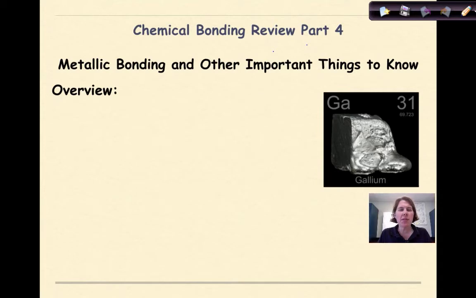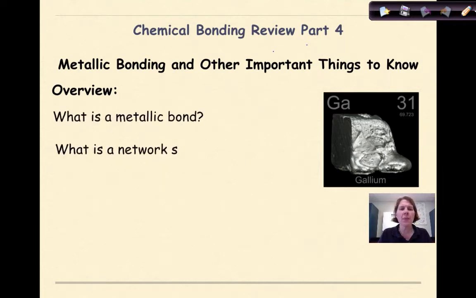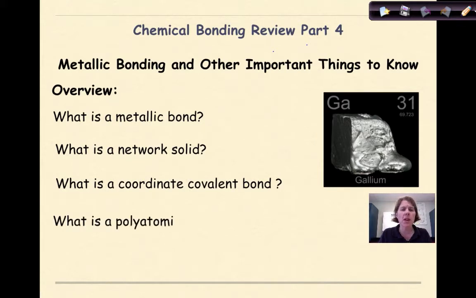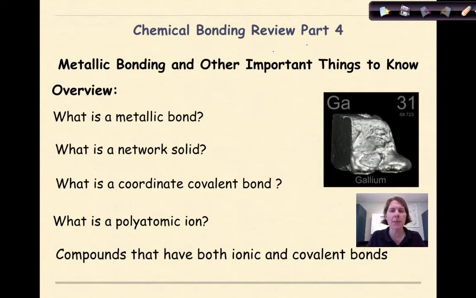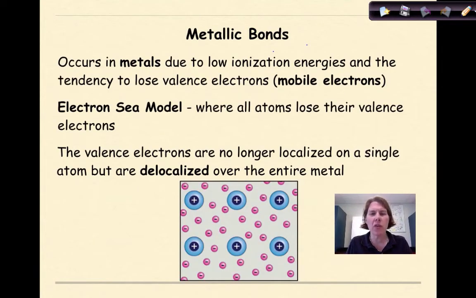Today we're going to be looking at the concept of metallic bonding and other important things to know about chemical bonding. We're going to look at what is a metallic bond, what is a network solid, what's a coordinate covalent bond, what is a polyatomic ion and how we relate coordinate covalent bonds to some of them, and compounds that have both ionic and covalent bonds. So let's talk about metallic bonds first.